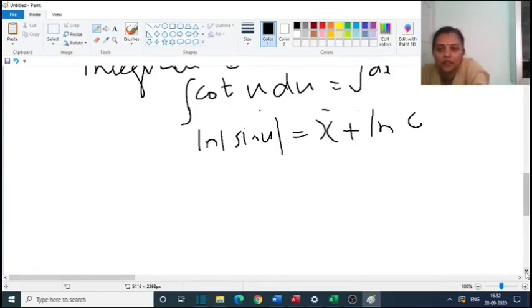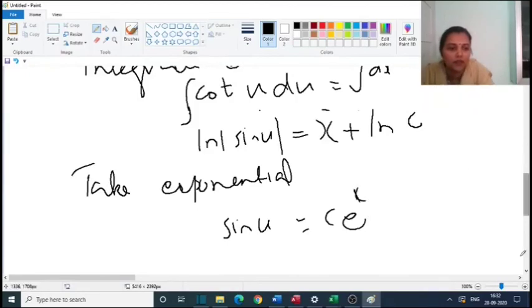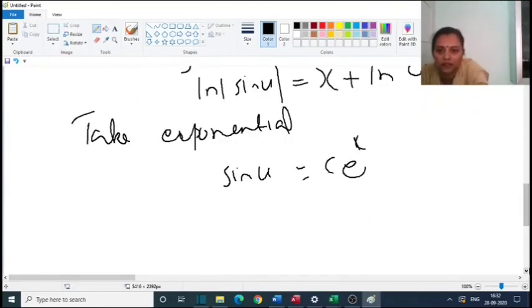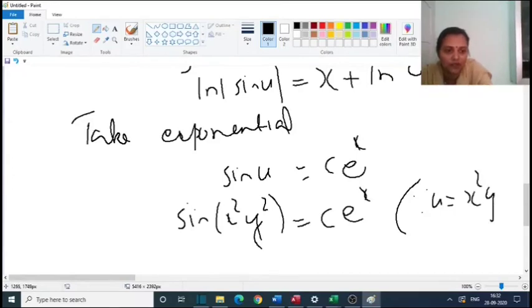So now take exponentials. So sin u is equal to c e raised to x. Now u is equal to x square y square. That is sin of x square y square is equal to c e raised to x, since u is equal to x square y square, is the solution.